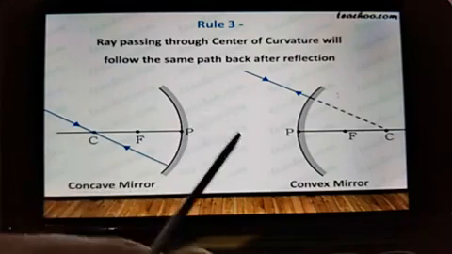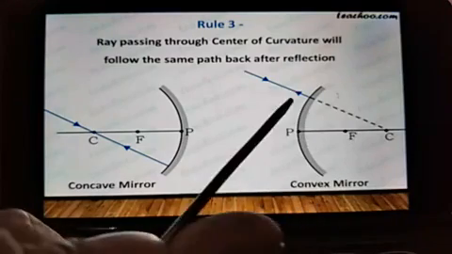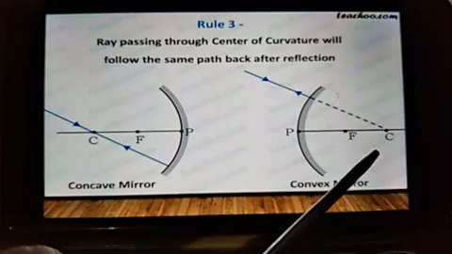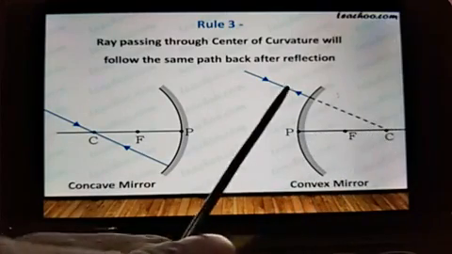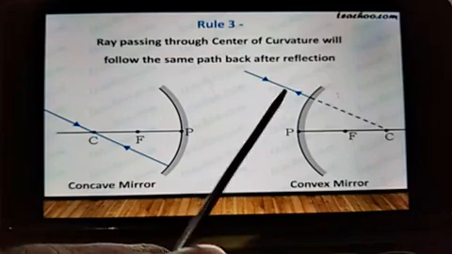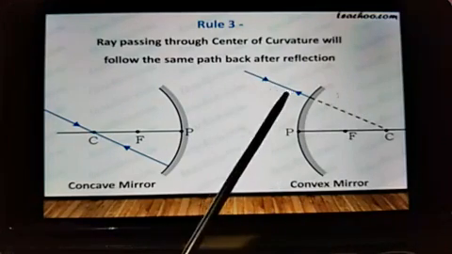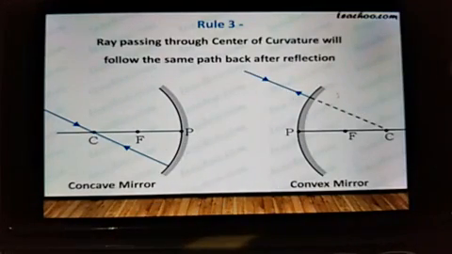Here also, any ray of light, so here is the center of curvature and the ray of light is passing to the center of curvature. It appears to be coming from the center of curvature. So after reflection also we can see it is passing to the center of curvature. That is, it retraces its path.